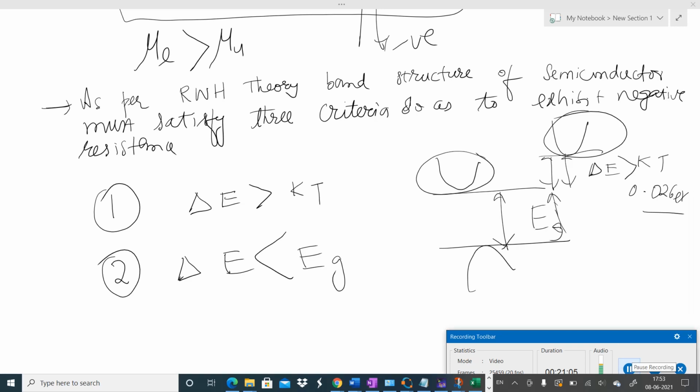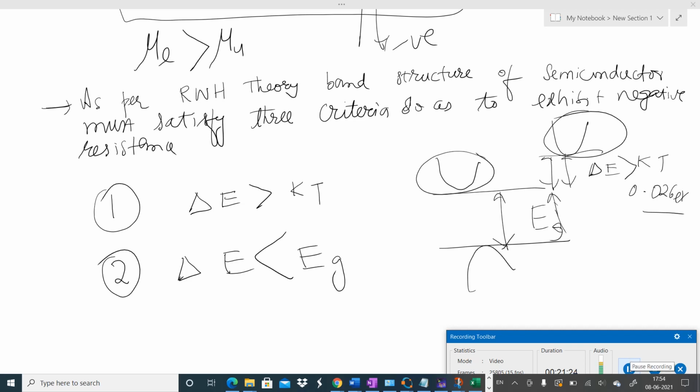Otherwise it's like breakdown will happen, right? Then it becomes like a conductor, because you are applying a very high field such that all electrons in the valence band start moving towards the conduction band. We don't want that effect to happen. We want again the transfer of electrons from lower valley to upper valley.